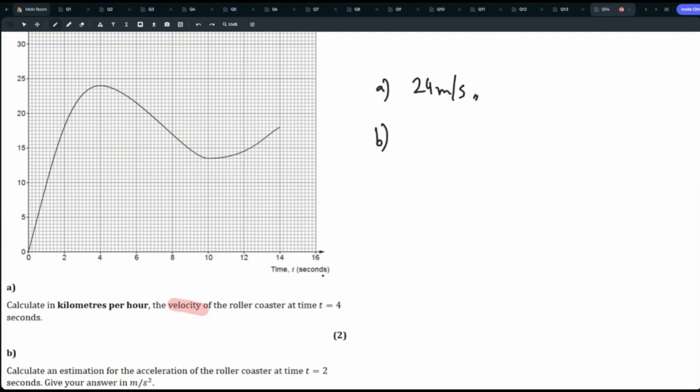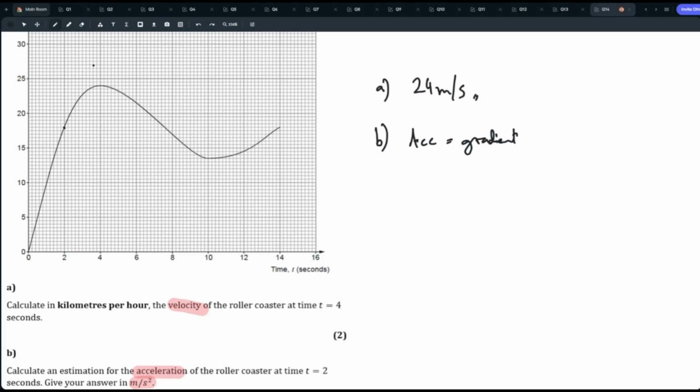Okay, part B: calculate an estimation for the acceleration of the roller coaster at time equals 2 seconds. Give your answer in meters per second squared. So in a velocity-time graph, the acceleration is the gradient. Now, if we want to work out a gradient for a curved graph, we need to draw a tangent, because we measure the gradient based on a straight line. Now, we want it at t equals 2. That's at that point there.